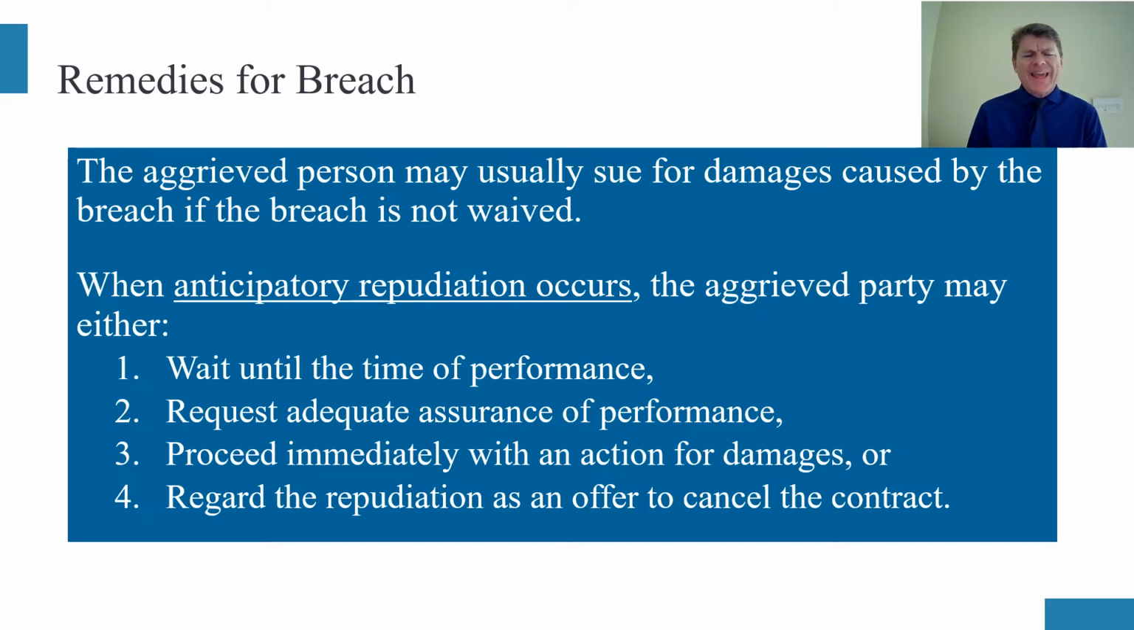So again, when a breach occurs, that's when someone doesn't perform when they're supposed to. Anticipatory breach, or sometimes called anticipatory repudiation, that's where you're giving kind of a heads up, saying, I know I'm supposed to perform in some window in the future, but I'm telling you now I can't do it for whatever reason.